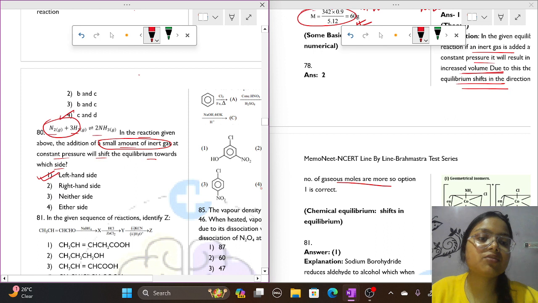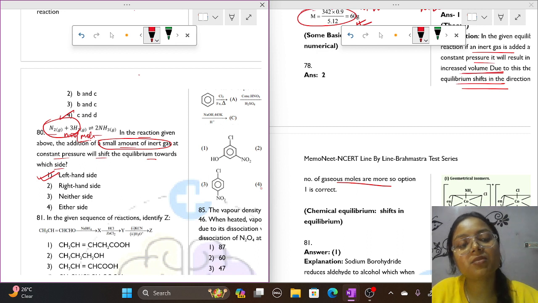Why? Because N2 plus 3H2 has more moles. The equilibrium will shift to the side where the number of moles is greater. This side has a greater number of moles than this side.